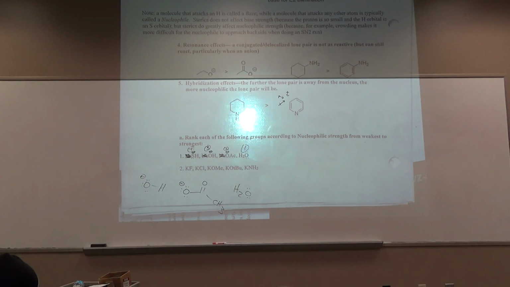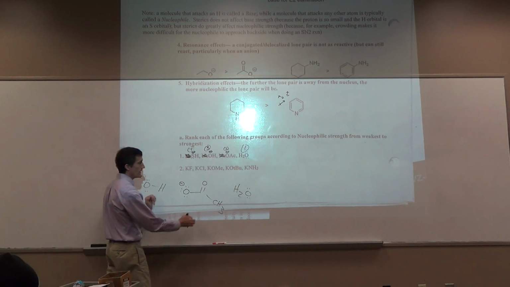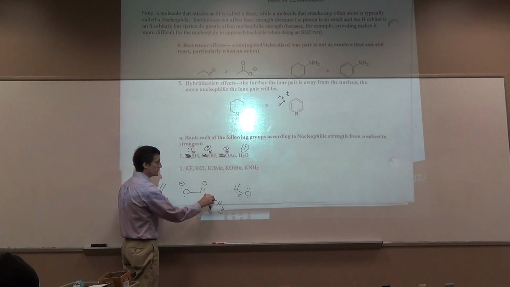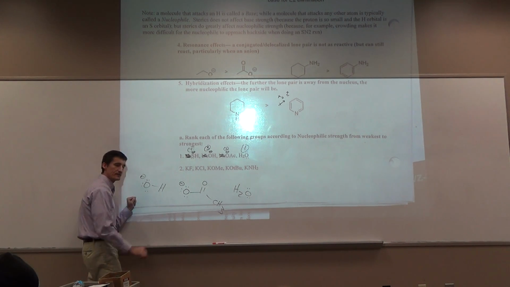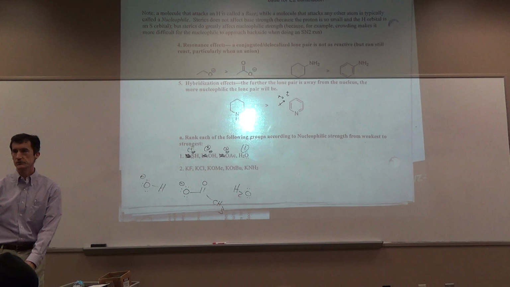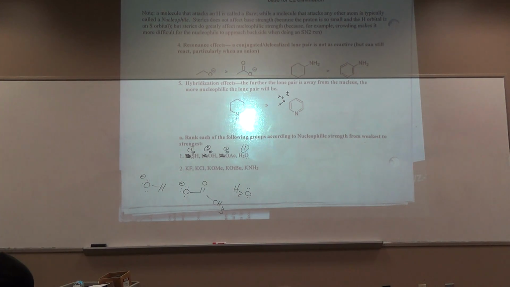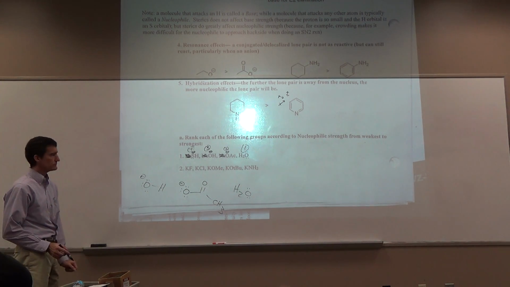Could you also say something about the size of the OAc? Because it's a really bulky nucleophile, technically. Yeah, it's a little bulky in comparison. But to me, the resonance is a more important consideration.